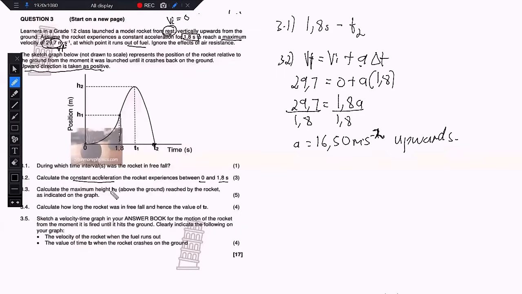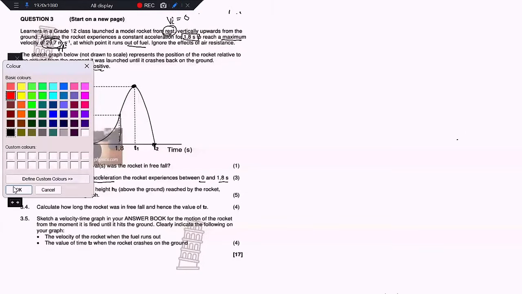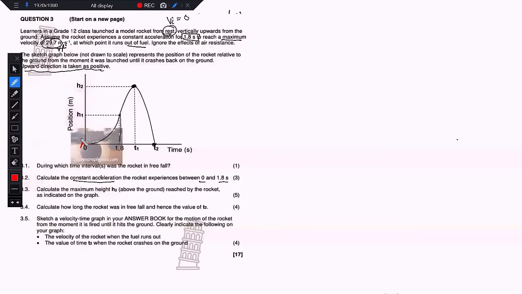3.3 now says calculate the maximum height h2 above the ground reached by the rocket, as indicated on the graph. Right, so for that one, this is what we are going to do. Allow me to label this. I will say this is point A, from the moment it is released from here, and then this is point B, this is point C, and then we'll say this is point D. So what I'm trying to calculate here is the height h2, at point C.